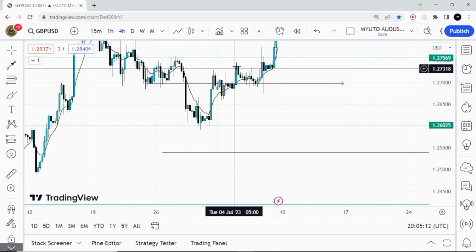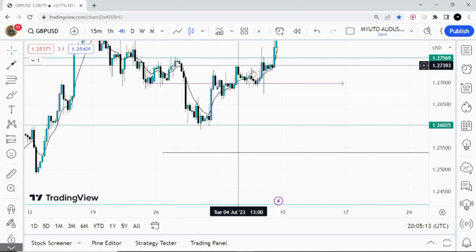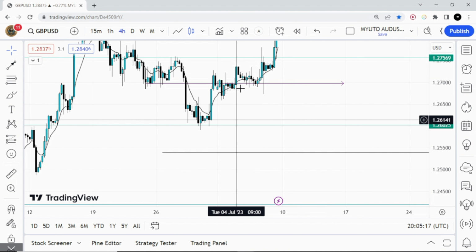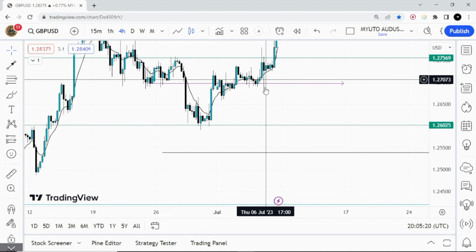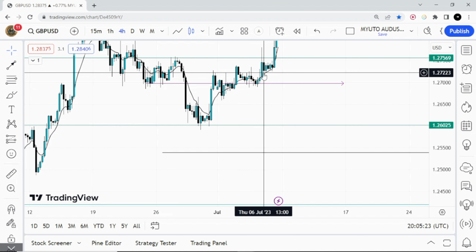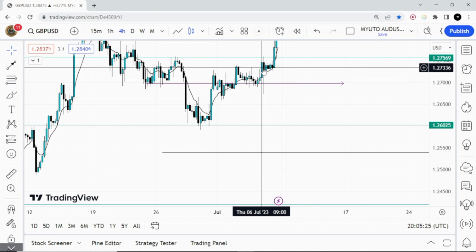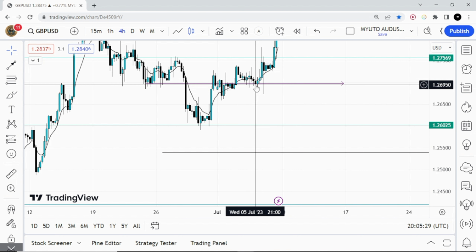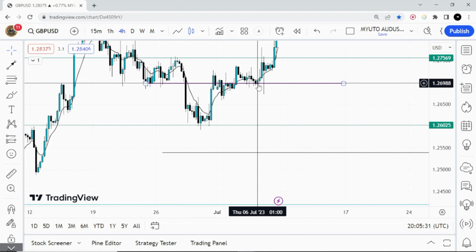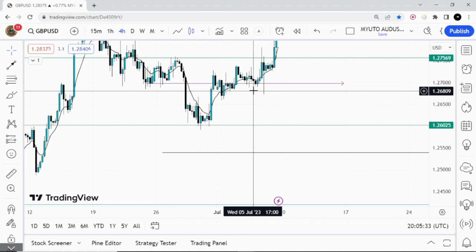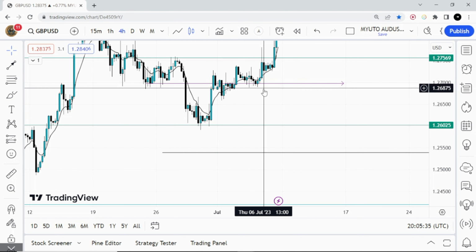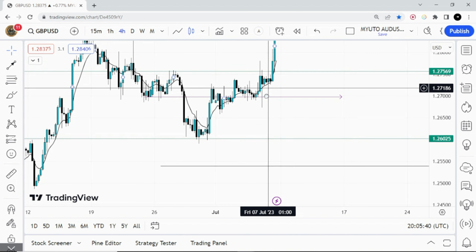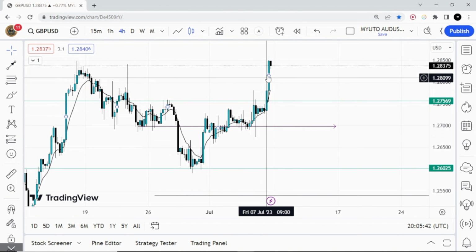Then eventually we came up and then began to find support at the 1.2700 psychological level. We wicked through the area. We had this retest here. I think this retest was just coming for stops of people that bought at this level and then put their stops a few pips below the level. This candle here came to take them out, grab the liquidity, and then use the liquidity to make this push to the upside.